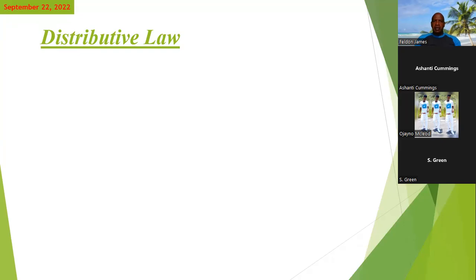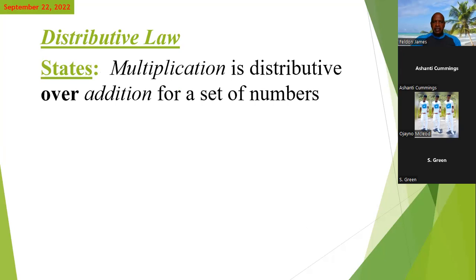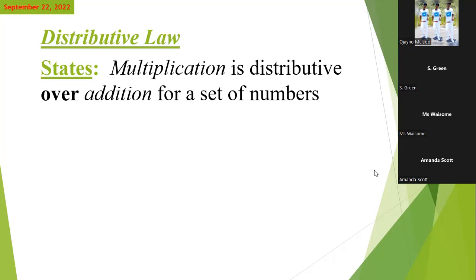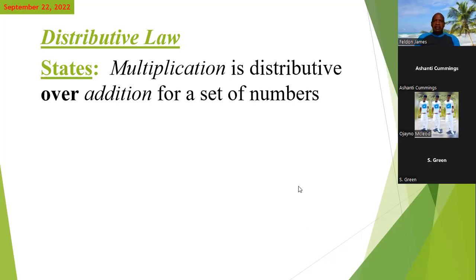And so in giving out, in mathematics, we have a law known as the distributive law, which we are going to be looking at now. And this is what the law states. Now read the law first and then tell me what you think it is saying. So I'm going to ask Miss Scott to read the law for us. You can do that, Miss Scott? Yes, sir. All right, go ahead. Multiplication is distributive over addition for a set of numbers. All right. So it's multiplication is distributive over addition for a set of numbers.